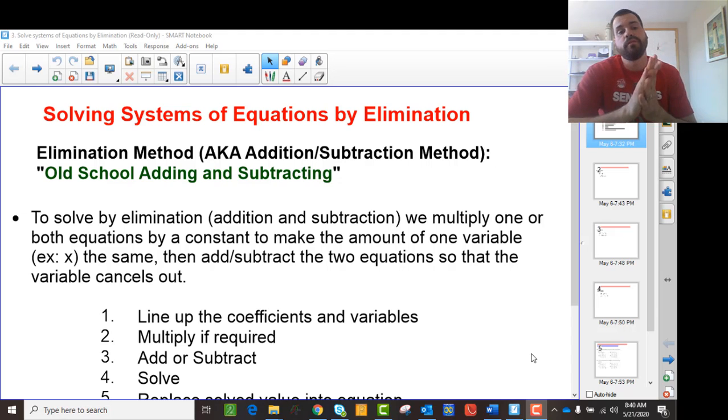So we want to discuss in this video how to solve systems of equations by elimination, or what is sometimes known as the addition or subtraction method. All right, so it's kind of an old school way. It was called adding and subtracting.